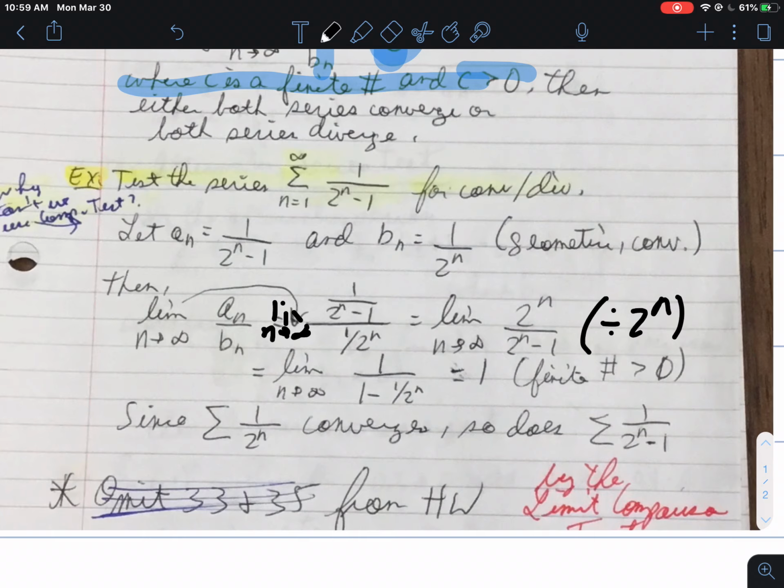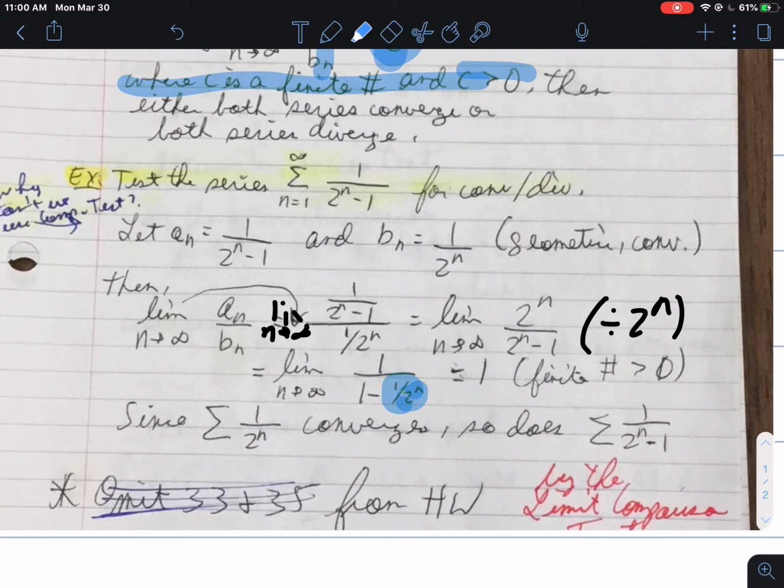So dividing everything by 2 to the n gives me 1 over 1 minus 1 over 2 to the n. And as n approaches infinity, this would approach infinity, so this would approach 0, and we're left with 1.